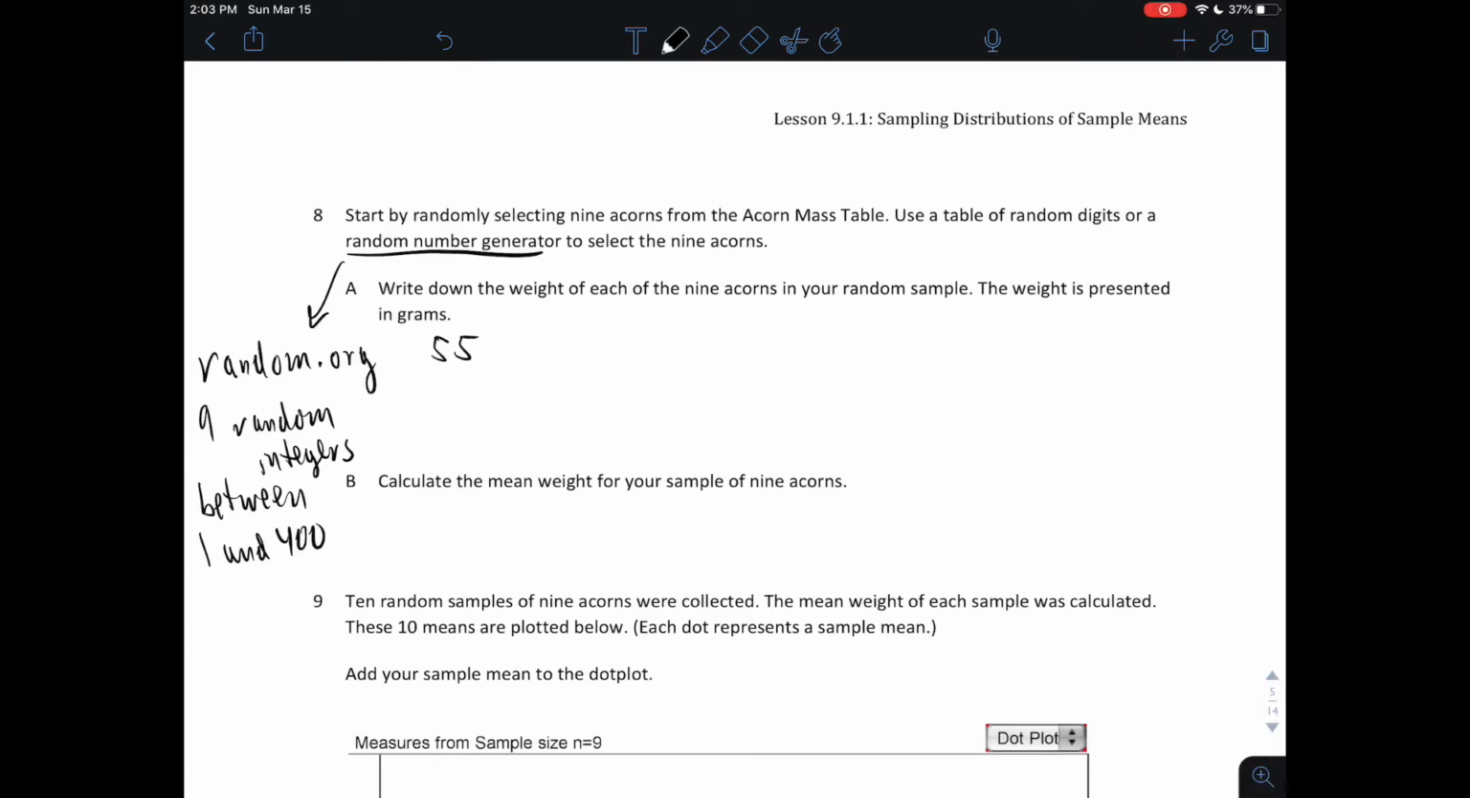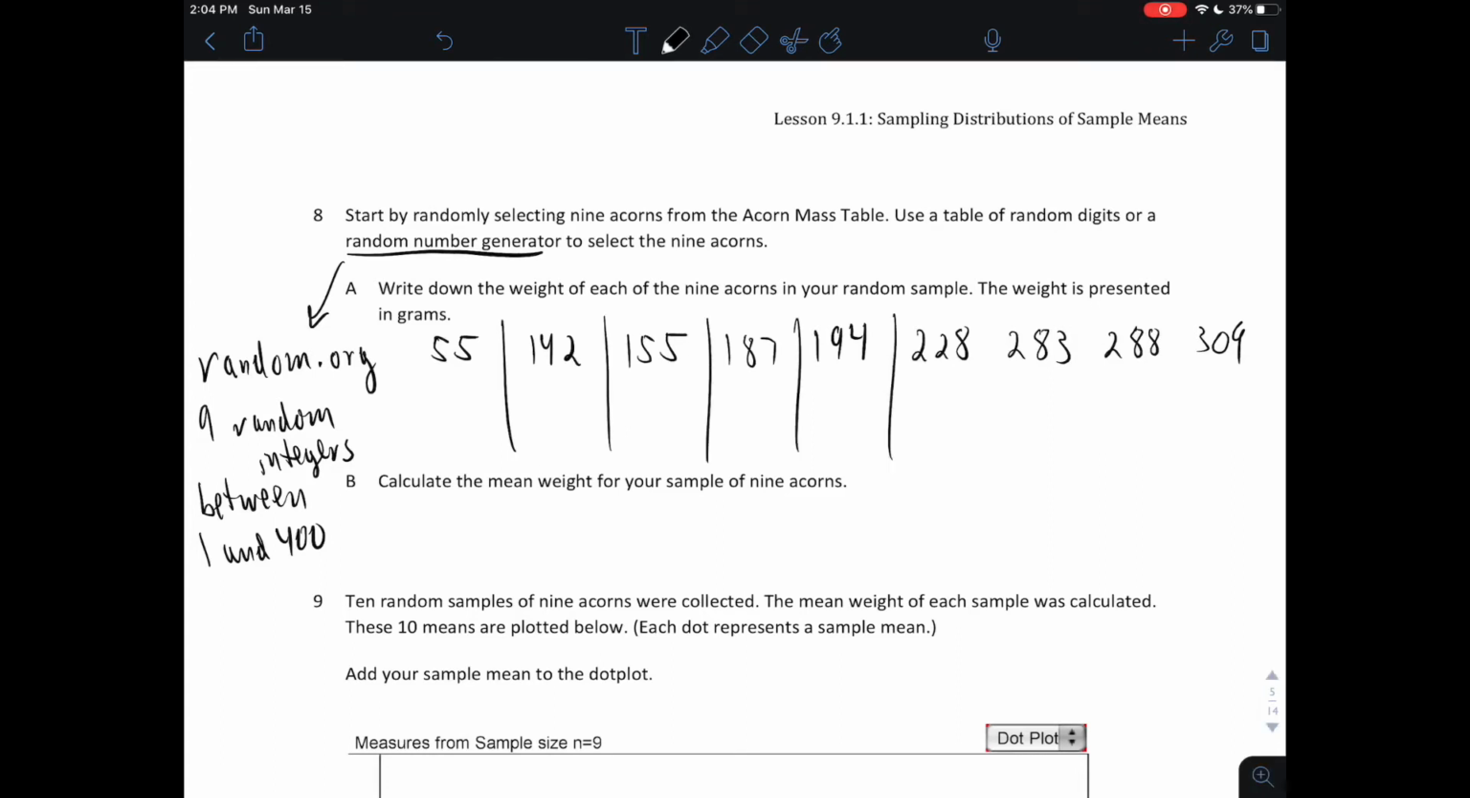55, 142, 155, 187, 194, 228, 283, 288, and 309. So these are my 9 random integers.